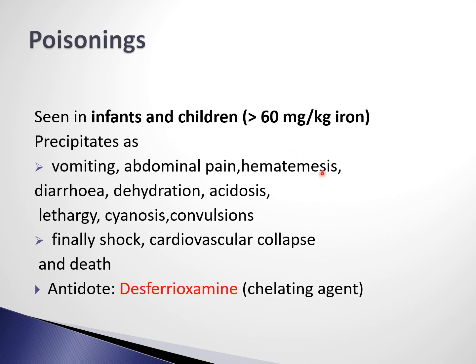Now this is the last part, poisonings. This is generally seen in smaller children. When a lot of iron tablets are consumed, it is precipitated as vomiting, abdominal pain, hematemesis, acidosis, convulsions, cyanosis, and finally shock, cardiovascular collapse, and even death can occur in cases of poisoning. So you have to be very cautious. And the antidote in this poisoning is desferrioxamine, which is a chelating agent.